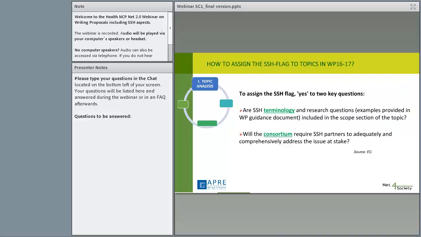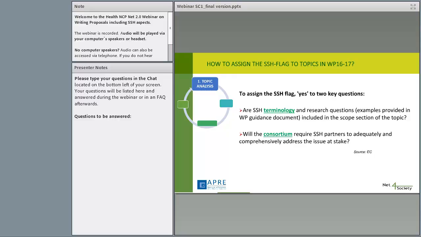How to assign the SSH flag? Yes or no? Is it an SSH flagged topic or not? How can I understand this? You need to consider two aspects. First of all, the terminology. If in the topic you can identify socio-economic sciences and humanities terminology, this is probably an SSH flag topic. Otherwise, the topic will be only focused on STEM research, on science, technology, engineering, and mathematics.